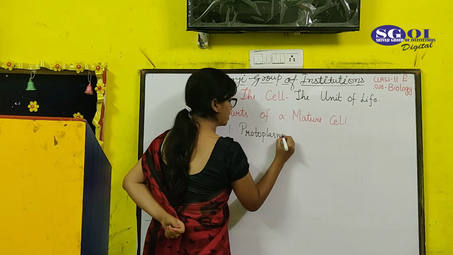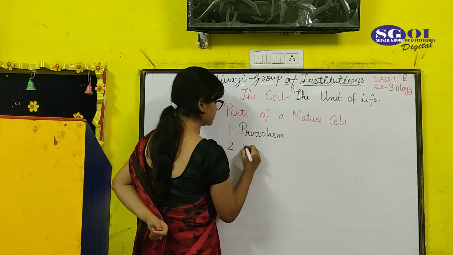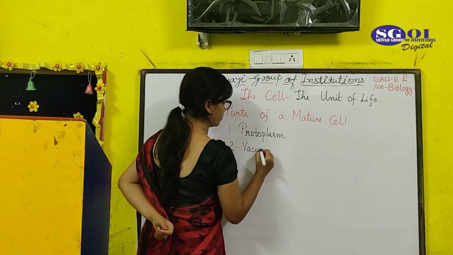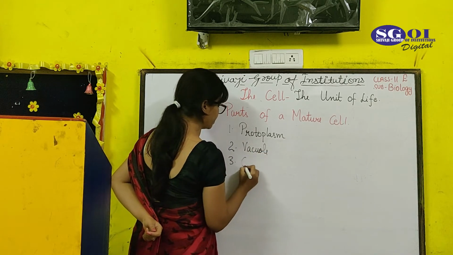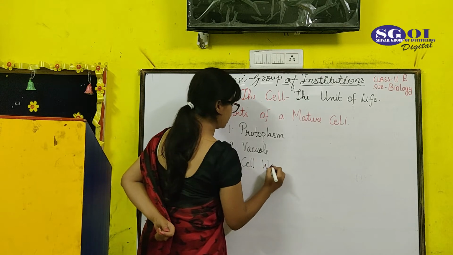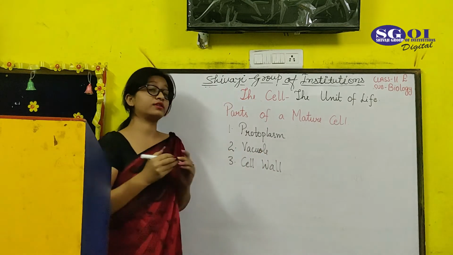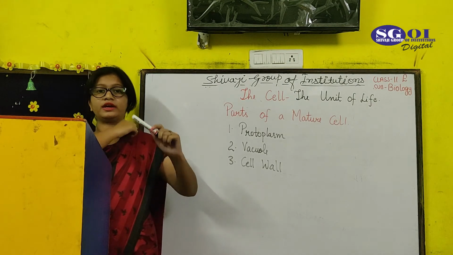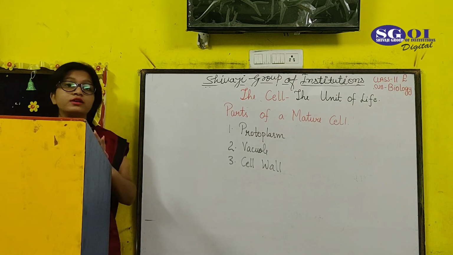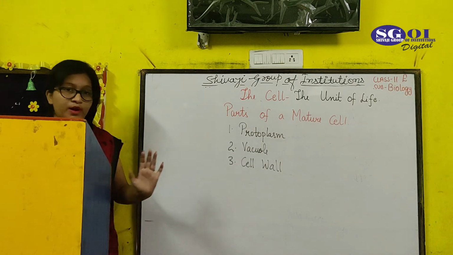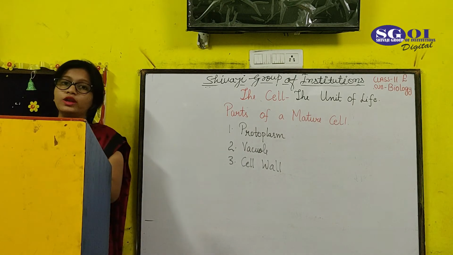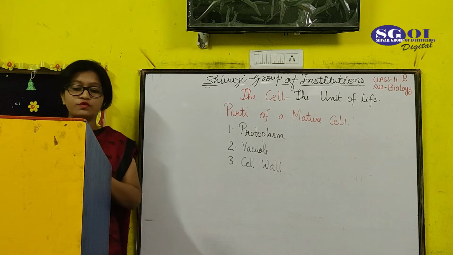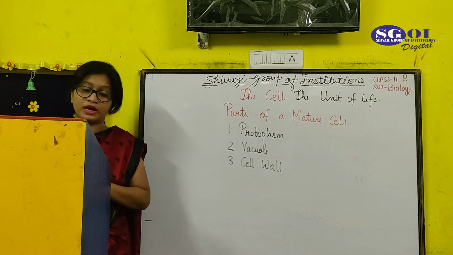Number one is protoplasm. Second is vacuole, and the third one is cell wall. These are the important parts of a mature cell. All mature cells consist of these three parts: protoplasm, vacuole and cell wall. So first of all we will discuss protoplasm.